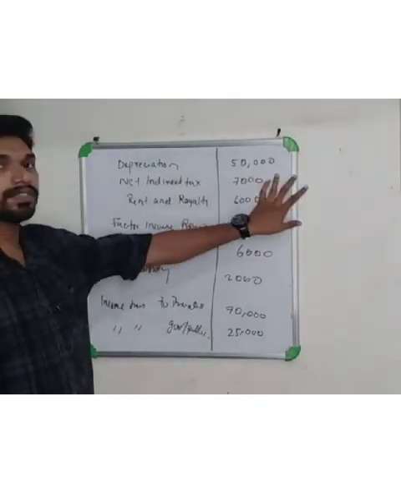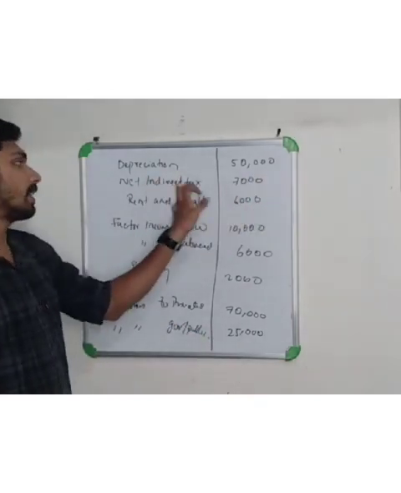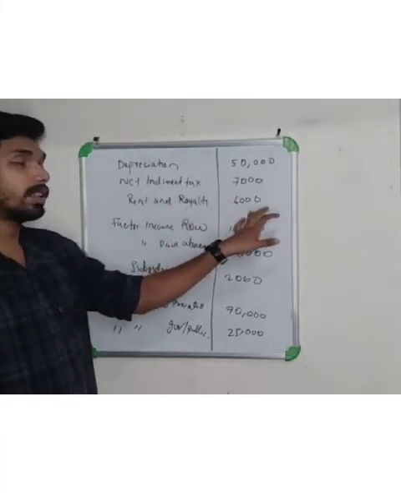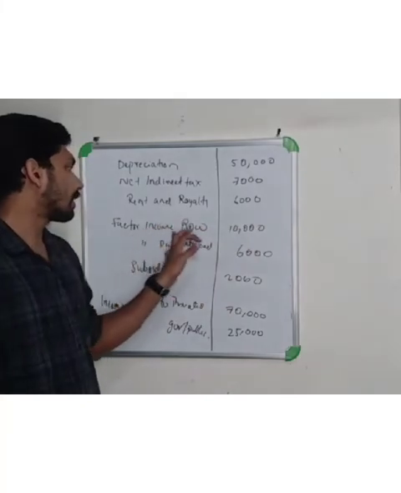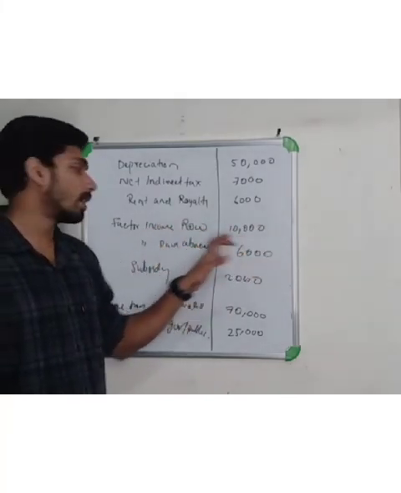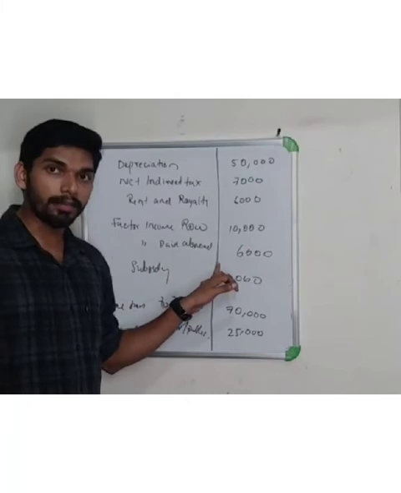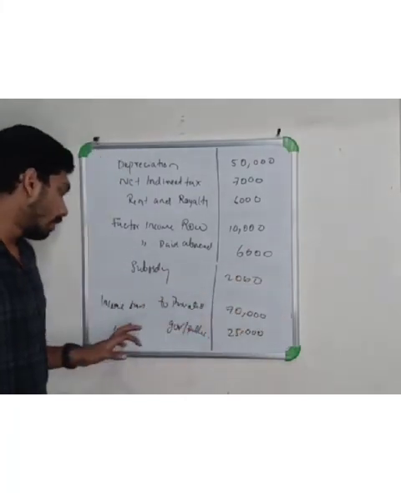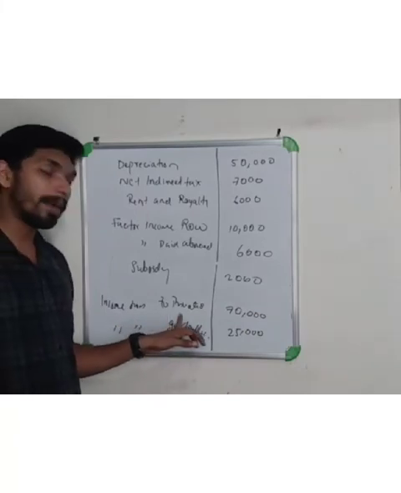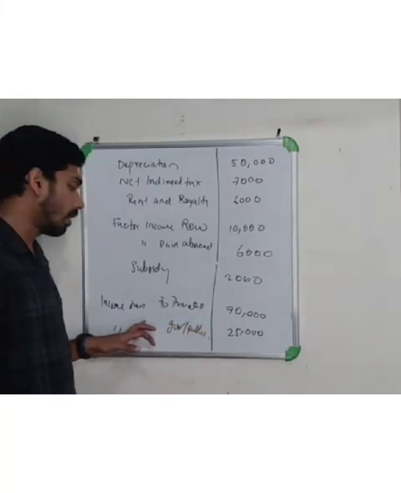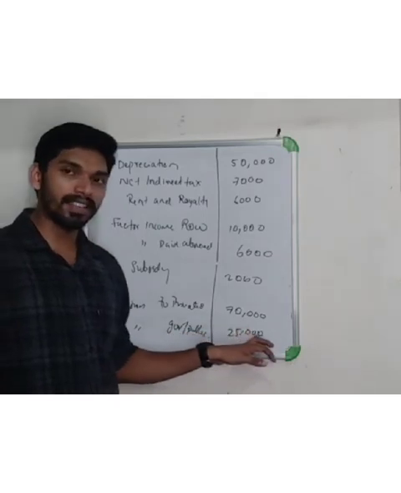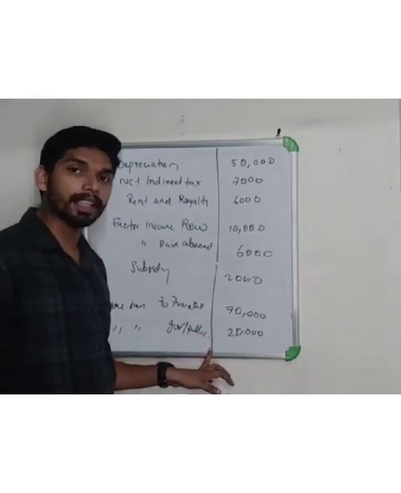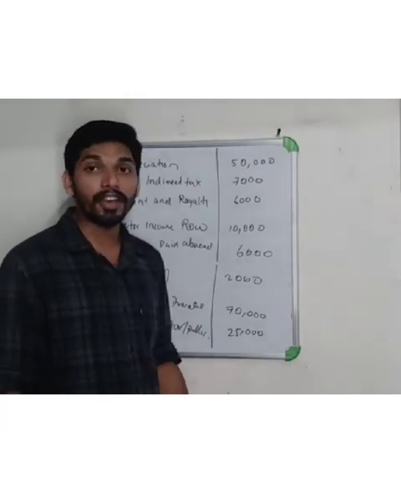The depreciation is 50,000. Then net indirect tax is 7,000. Then rent and royalty is 6,000. Then factor income from the rest of the world is 10,000. Then factor income paid abroad is 6,000. Then subsidy is 2,000. Then income from domestic production to the private sector is 70,000. Then income from domestic production to the government or the public sector is 25,000.